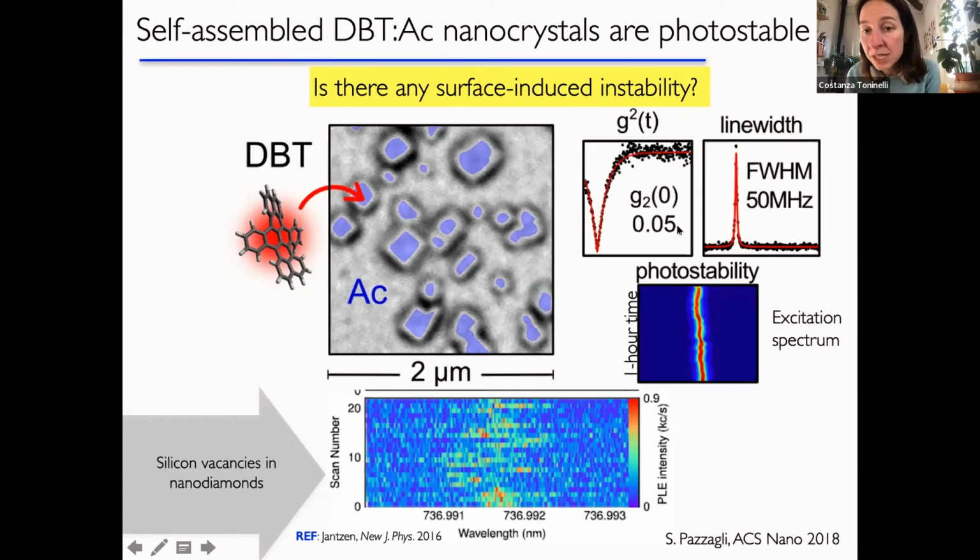as is evident in this paper on silicon vacancies. This is the same measurement done for 1 hour excitation of our DBT molecules inside nanocrystals. And you can see that they are stable over 1 hour. Again, a very lifetime limited line with extremely pure single photon emission. Okay, that's why people like it.